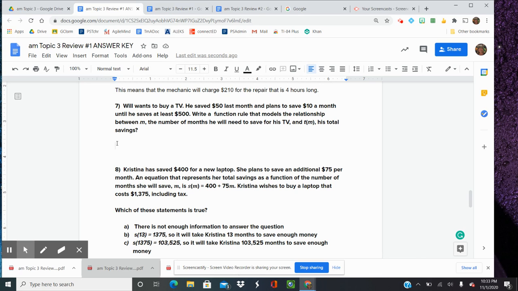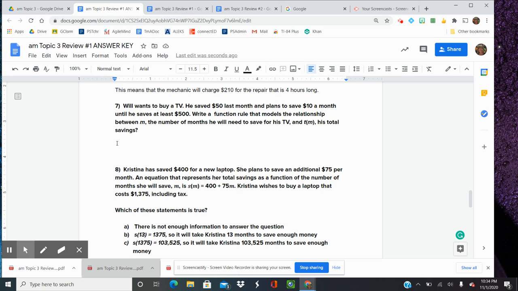Okay, so I look at this question. It says he wants to buy a TV. He saved $50 last month. So that $50 is like my service fee or my flat fee or my constant, right? $50 is the amount that he has no matter what. And it says he plans to save $10 a month until he saves at least $500.